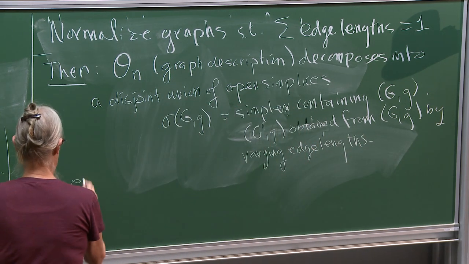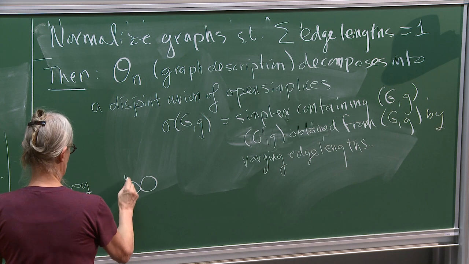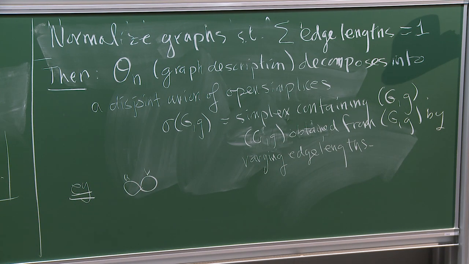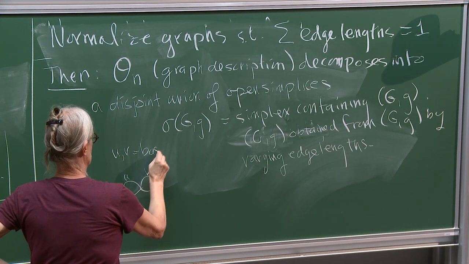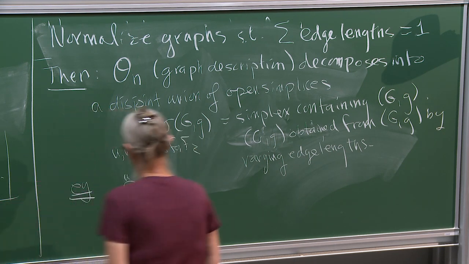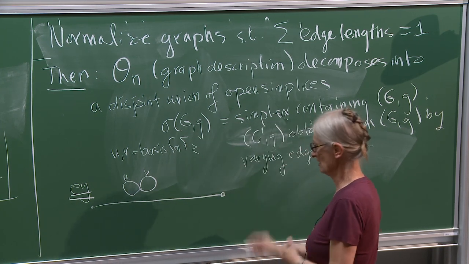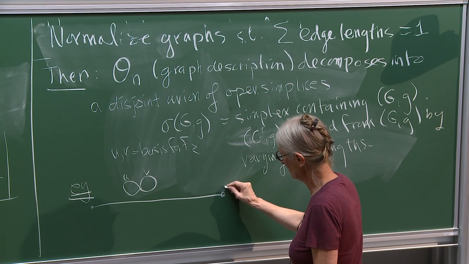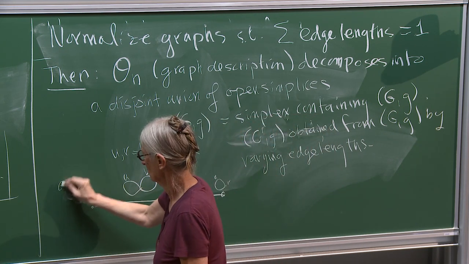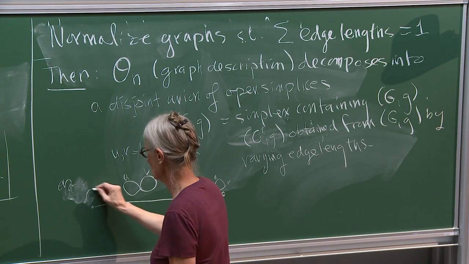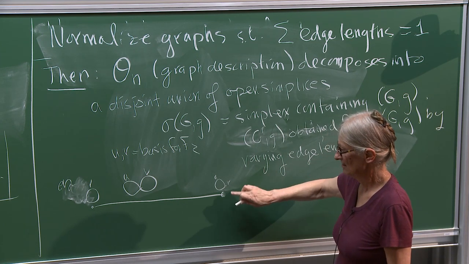So for instance, supposing I have this simple graph, U and V, labeled by some elements of F2. Then what simplex is it in? Well, I can make a whole line of graphs that look just like that. On the one over here, the V guy is really tiny and the U guy is big. Over here, the U guy is really tiny and the V guy is big. And this whole open simplex is contained in the space.